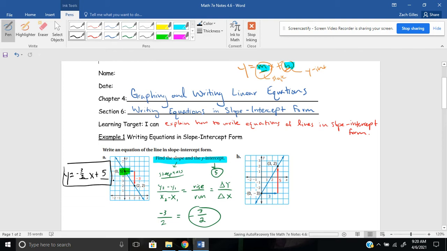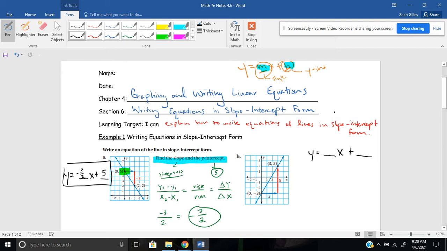Okay, so there you have it. Hopefully a good amount of this is decent review for you. Let's do another one. I'm going to start off with my equation right away. y equals something times x. That's going to be my slope. I have to find that yet. Plus whatever my y-intercept is.